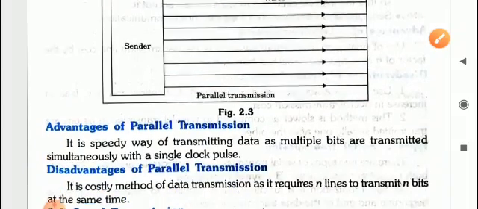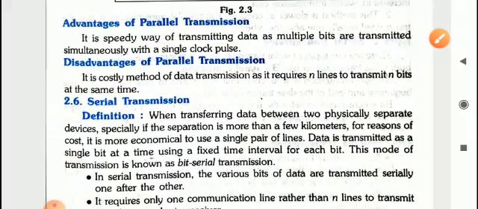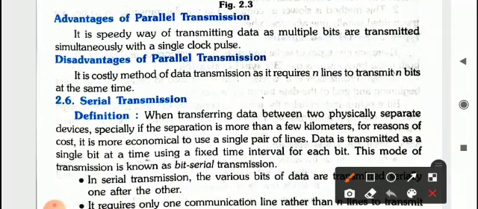Next, what are the advantages of parallel transmission? It is a speedy way of transmitting data. And then the disadvantage: it is costly also, as it requires n lines to transmit n bits of data at the same time. Clear? Next, we have serial transmission.